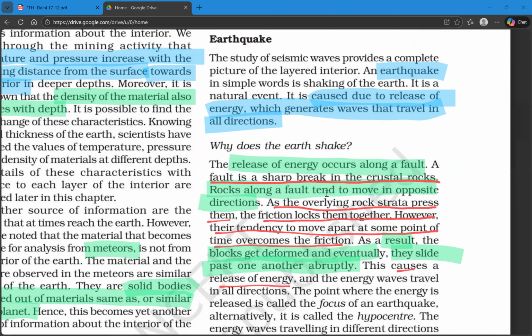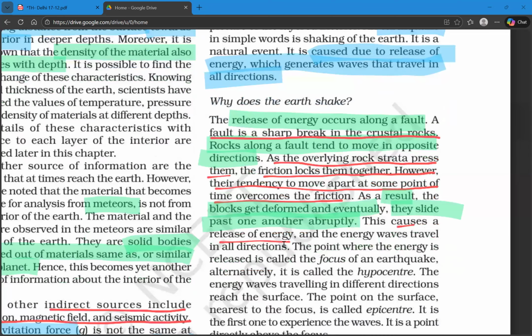Rocks along a fault tend to move in opposite directions. As the overlying rock strata press them, the friction locks them together. However, their tendency to move apart at some point of time overcomes the friction. As a result, the blocks get deformed and eventually they slide past one another abruptly. This causes a release of energy. So this is the reason why the energy is released, and due to that there is an earthquake. This causes a release of energy, and the energy waves travel in all directions.